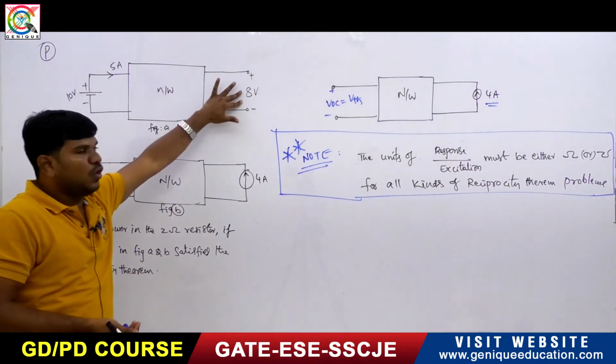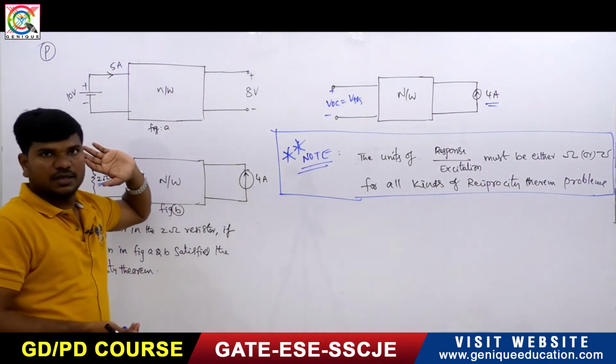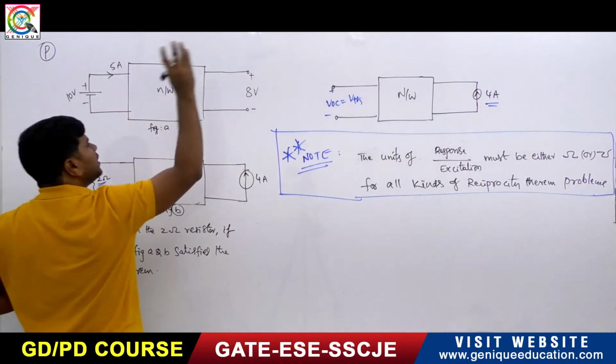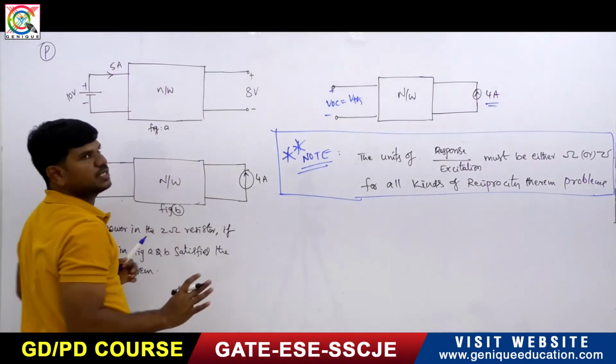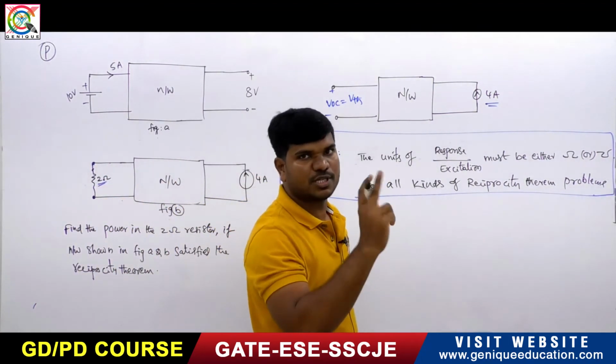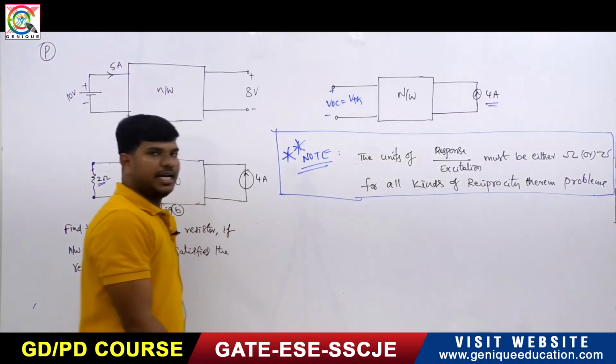If there is a voltage here or current here, okay? If there is a voltage here, you have to search for the current. If there is a current here, you have to search for the voltage. So the opposite kind of excitation or response must be identified.